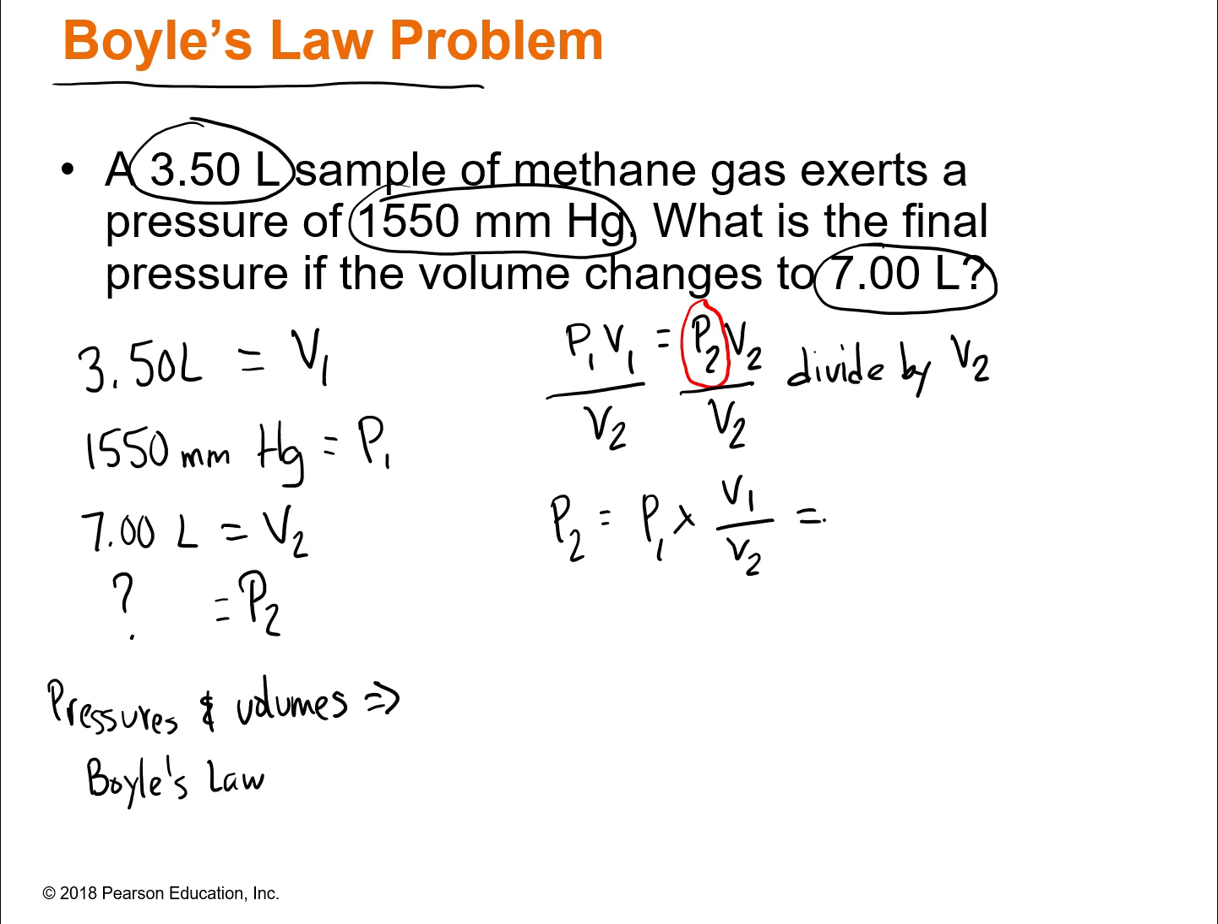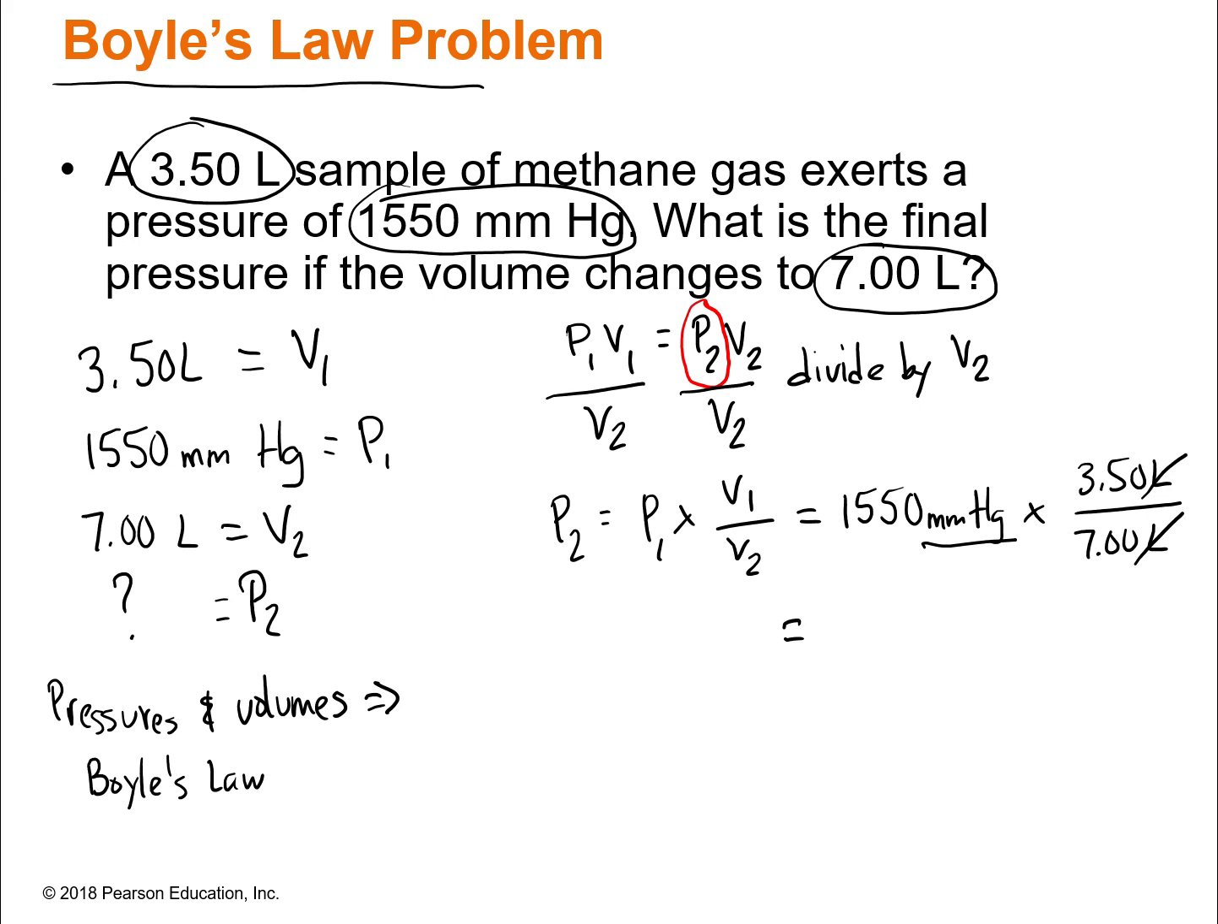Now you can fill in the numbers that you have from the problem. So P1 is 1550 millimeters of mercury. Our initial volume is 3.5. And the final volume is 7. When we do this calculation, the units from the volume cancel out. We're left with the units of pressure, millimeters of mercury.